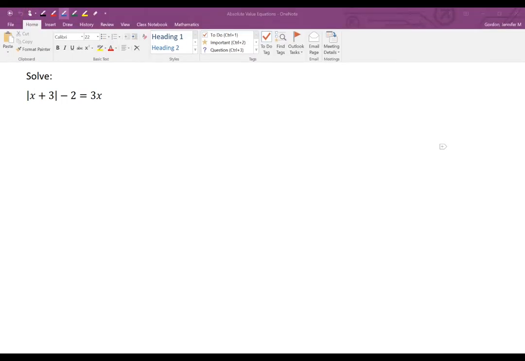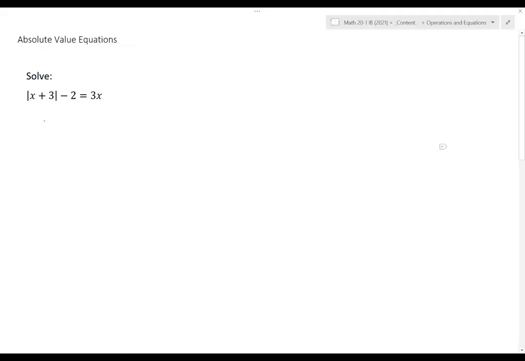I am going to move the minus 2 over. I'm going to turn this into the absolute value of x plus 3 equals 3x plus 2. This isn't strictly necessary, but I do find that when I can easily isolate the absolute value, it helps me make fewer mistakes with signs and so on.